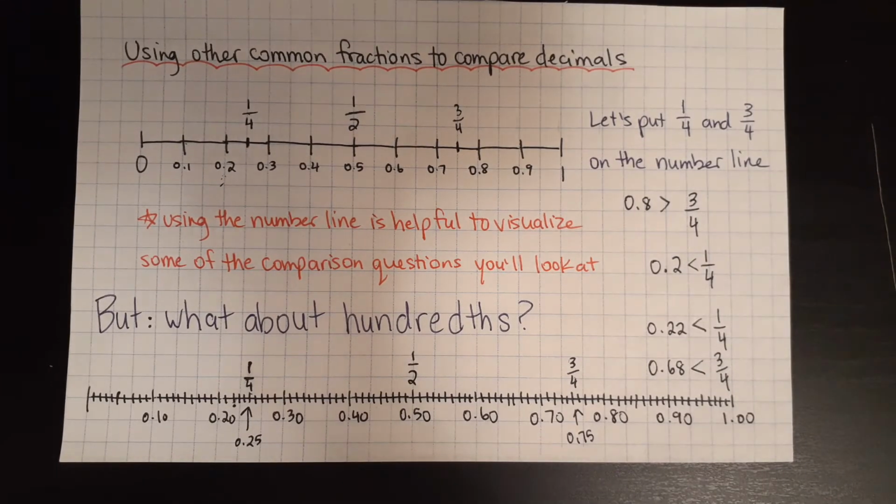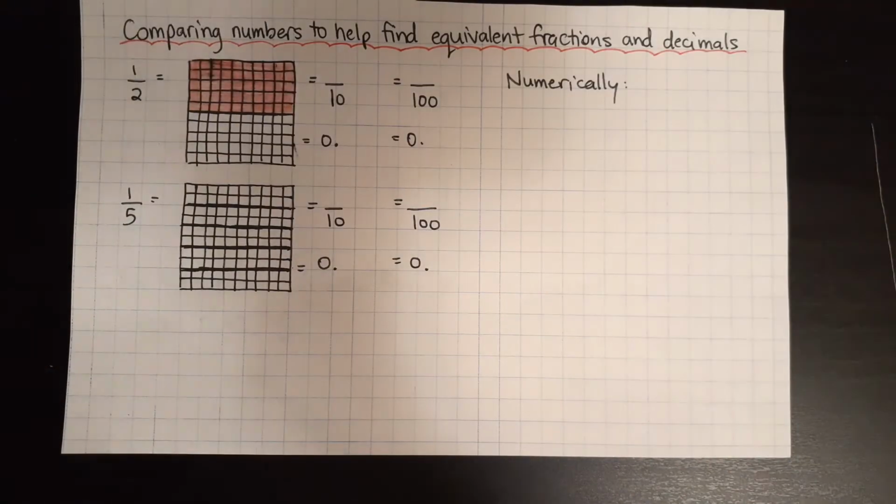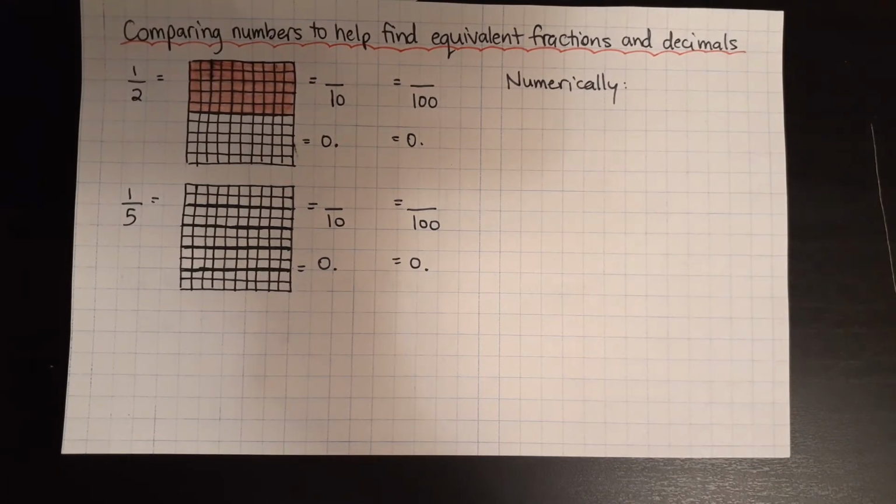So again, it's nice to have the number line all divvied up properly so that we can visualize some of these questions. What we want to be able to move on to, though, is to just look at a question and say, I just know that this decimal is greater than or less than this fraction, just because I know where they would roughly be on a number line. And so that gets us to this last part where we start thinking about comparing numbers to help find equivalent fractions and decimals.